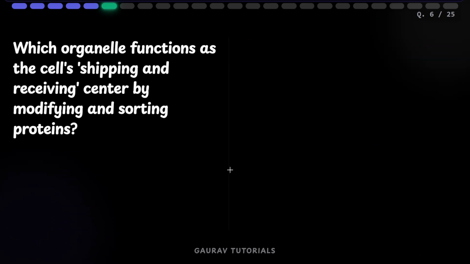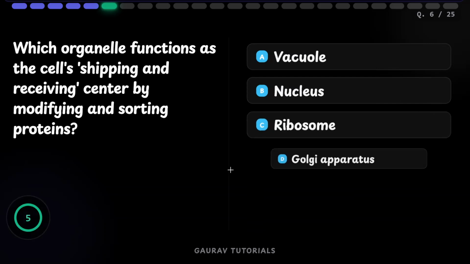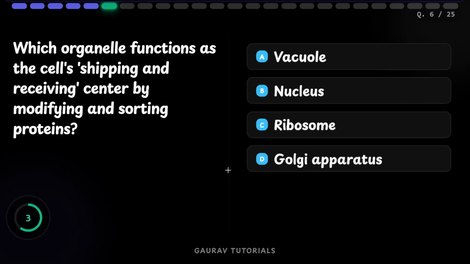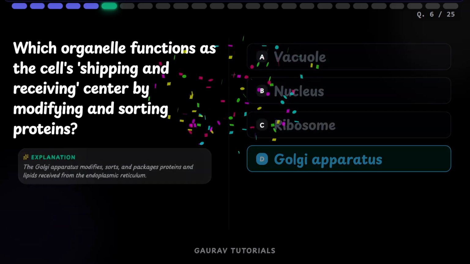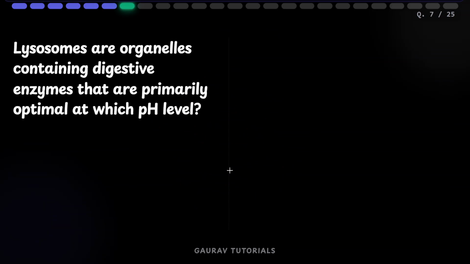Which organelle functions as the cell's shipping and receiving center by modifying and sorting proteins? The options are vacuole, nucleus, ribosome, and Golgi apparatus. The correct answer is D. Golgi apparatus. Let's go to question number 7. Lysosomes are organelles containing digestive enzymes that are primarily optimal at which pH level?